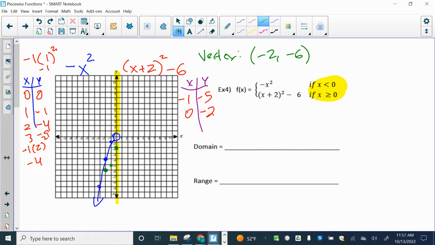Could keep going. Maybe we put in 1. 1 plus 2 is 3. 3 squared is 9. Minus 6 is 3. 1 comma 3.